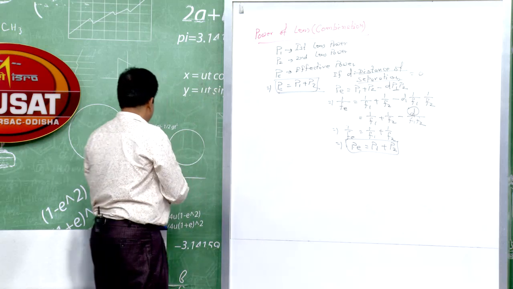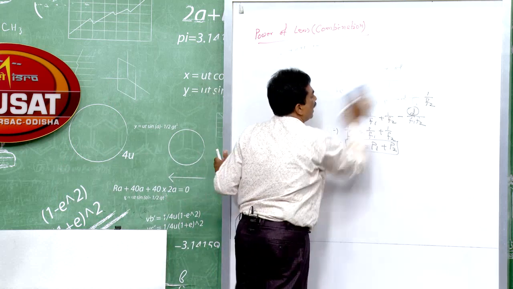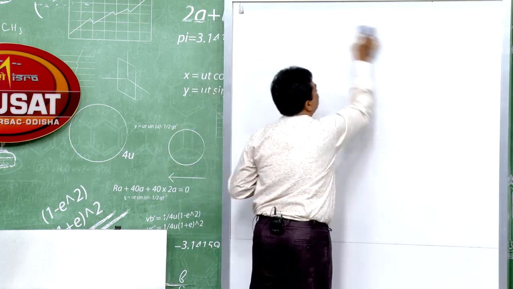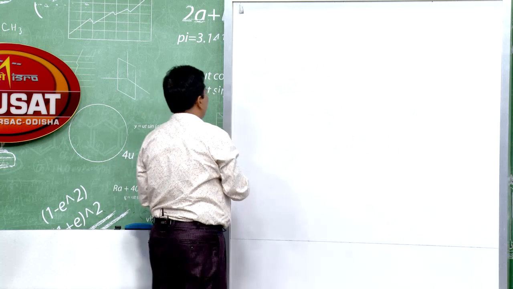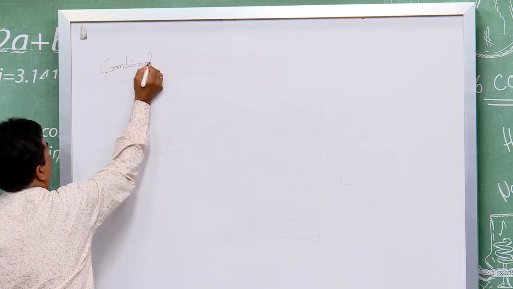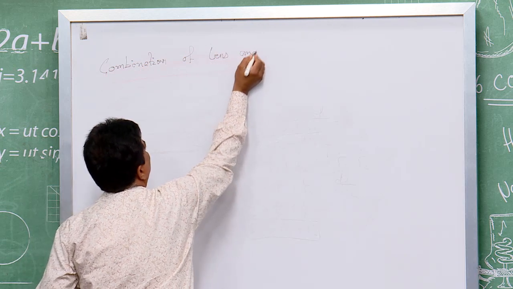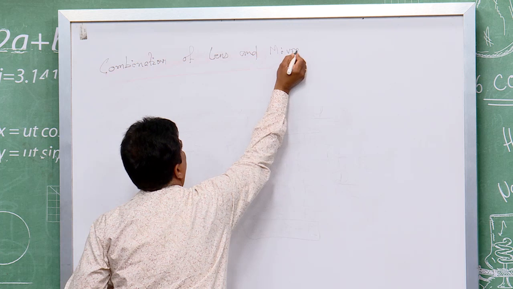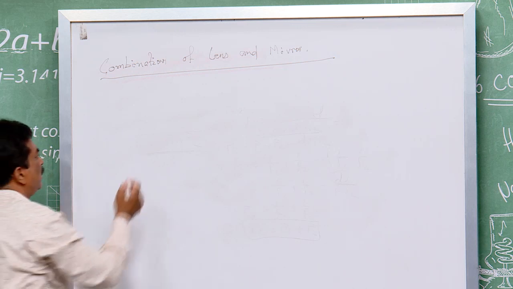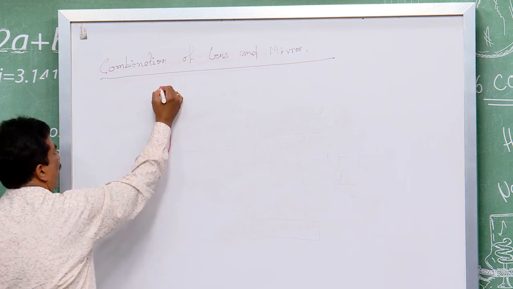But now the question is, instead of taking two lenses, if it is a combination of a lens and a mirror, then what will be its focal length and what will be its image formation distance, that we have to calculate. So that is the combination of lens and mirror. Combination of lens and mirror means, let us have a lens and with it a mirror.